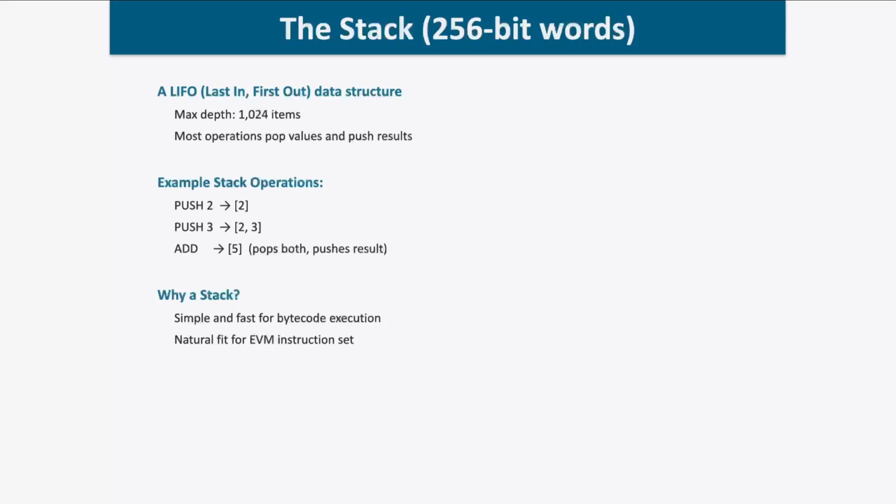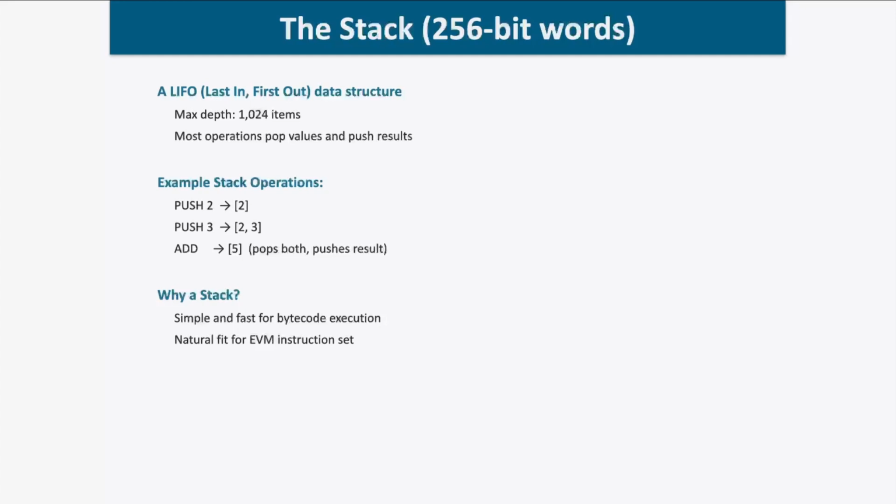Look at this simple example. The first operation we have is a PUSH 2. This pushes the number 2 onto the stack. The stack now has one item, that's the number 2. The next operation is PUSH 3. This pushes 3 onto the stack. The stack now looks like 2 and 3, with 3 on top. The next operation is ADD. This pops the 2 values off the stack, the 3 and the 2, adds them, and then pushes the result. The stack now has the result of 5.